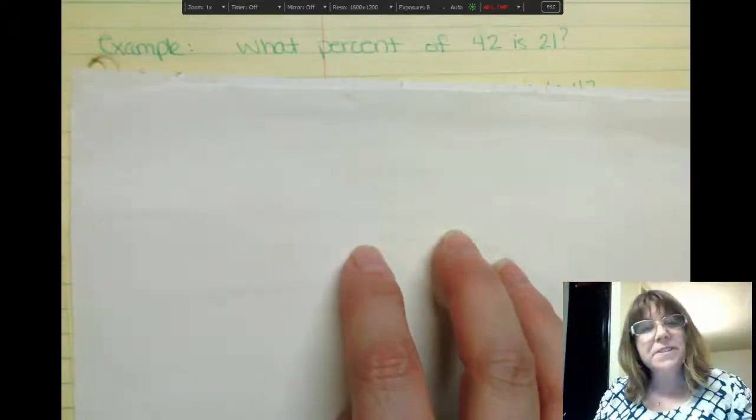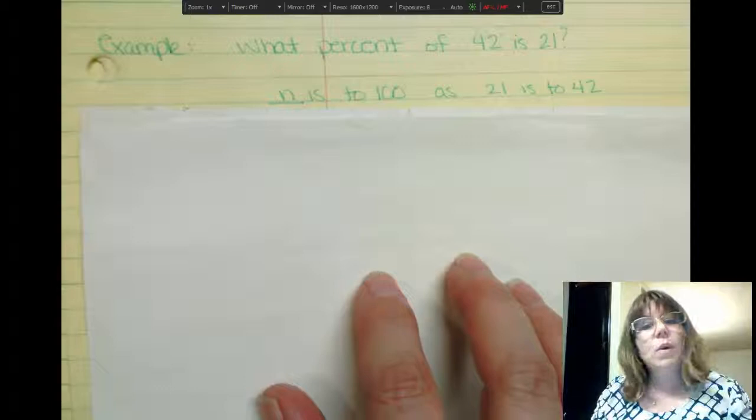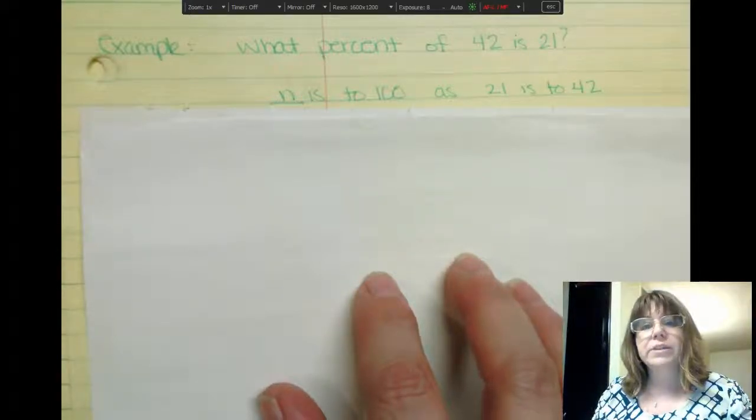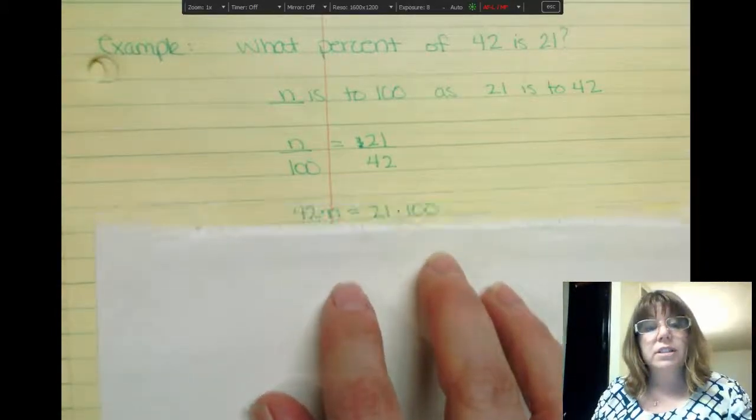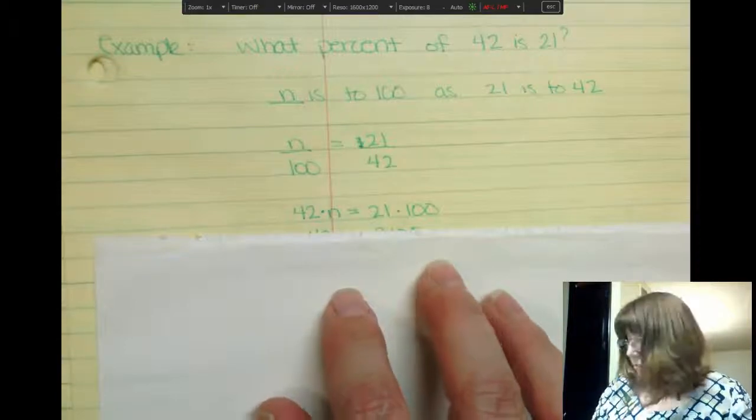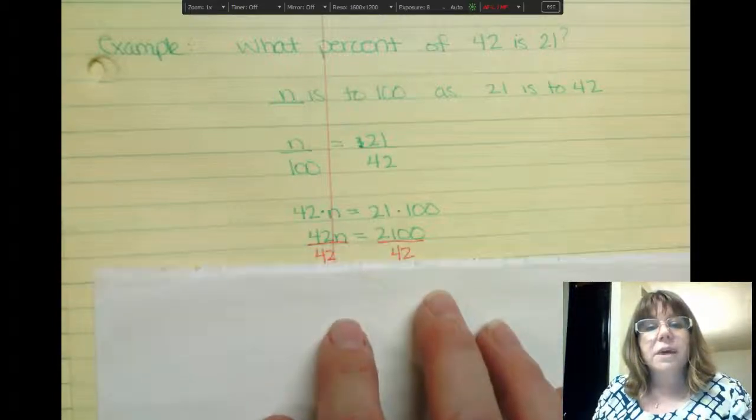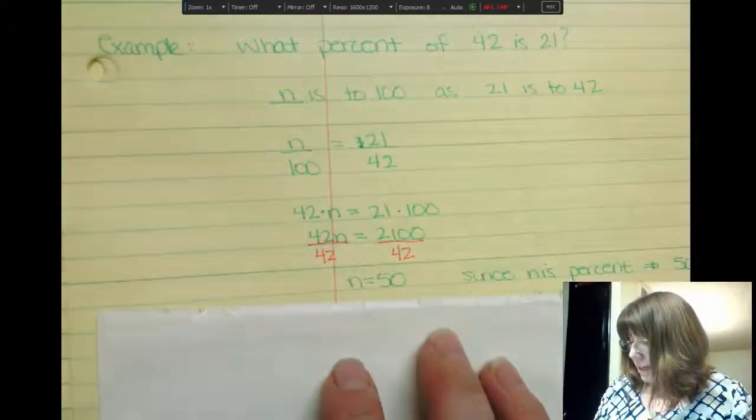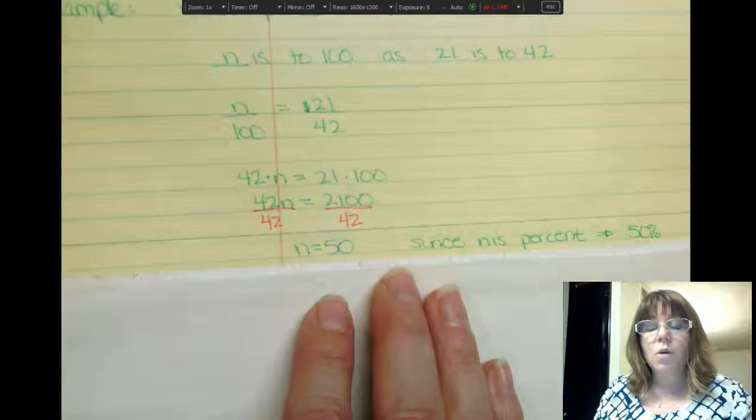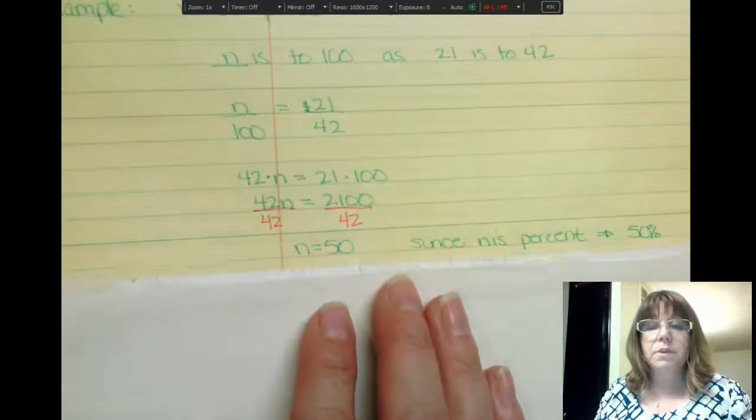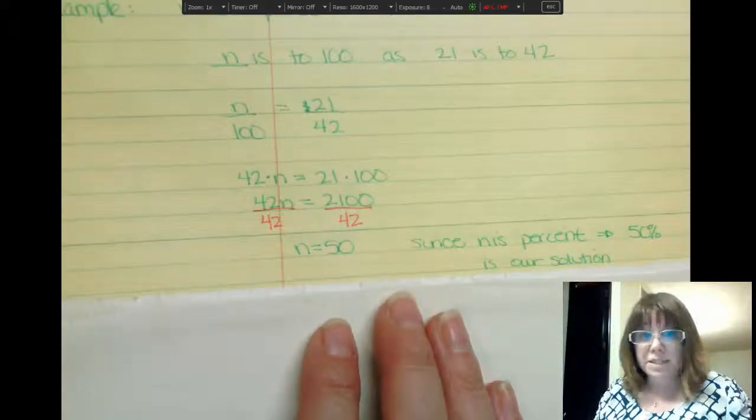Let's try example number 2. What percent of 42 is 21? So n is to 100 as 21 is to 42. So setting up in a fraction and proportion, and then we're going to cross multiply. 42 times n equals 21 times 100. Divide by 42 for both sides, and n equals 50. But note, since n is a percent, all we need to do is add the percent symbol. So 50% is our solution. Not just 50, but 50%.